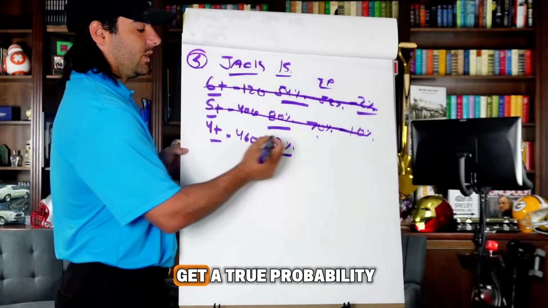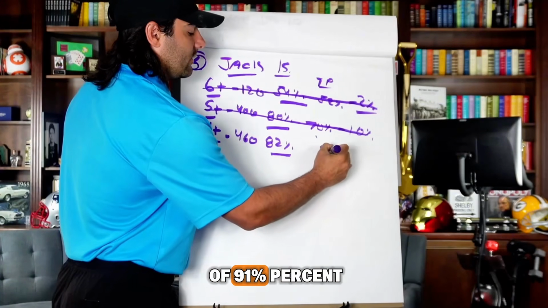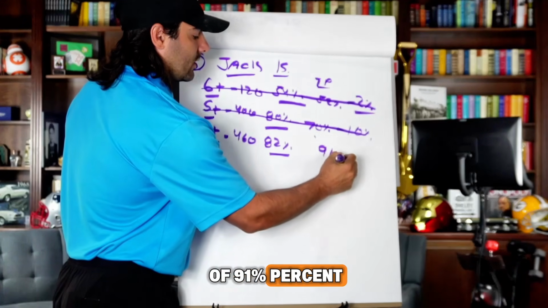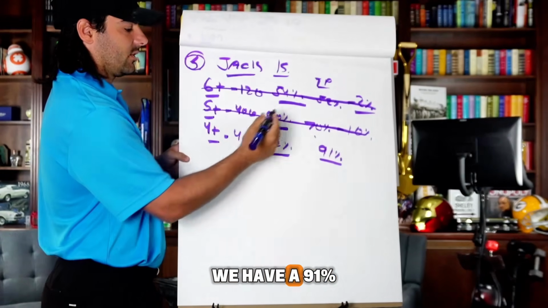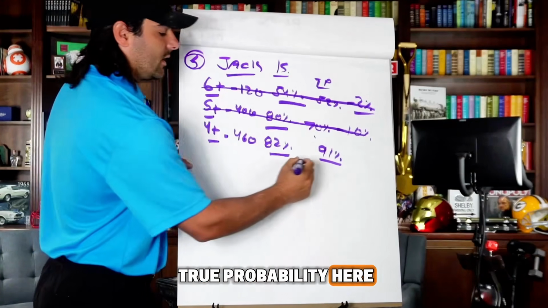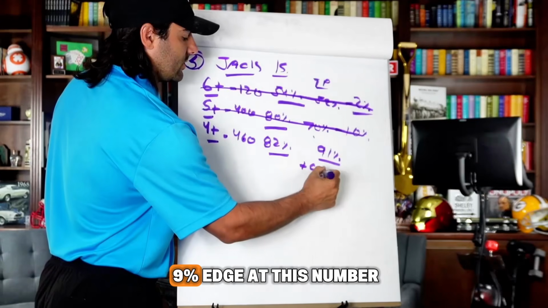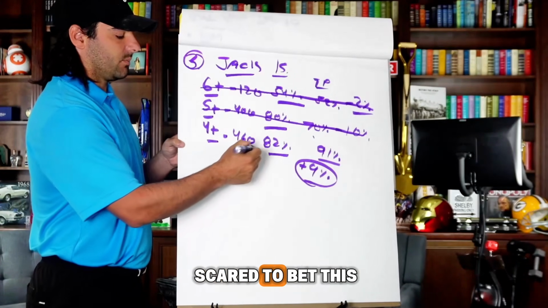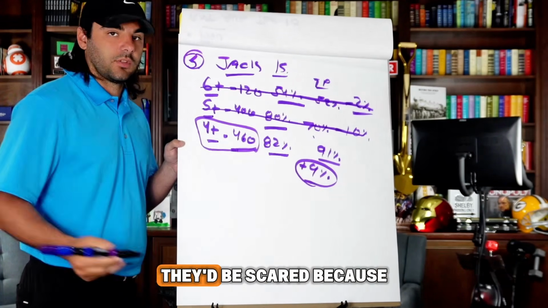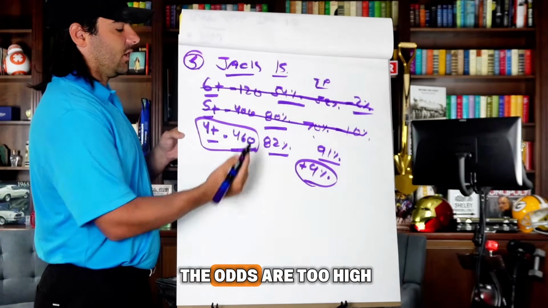And at 4 plus, we get a true probability of 91%. Look at that. That is a drastic change there. So look what happens here. We have a 91% true probability here, giving us a plus 9% edge at this number. Now, again, most people would be scared to bet this type of number right here. They'd be scared because the odds are too high.